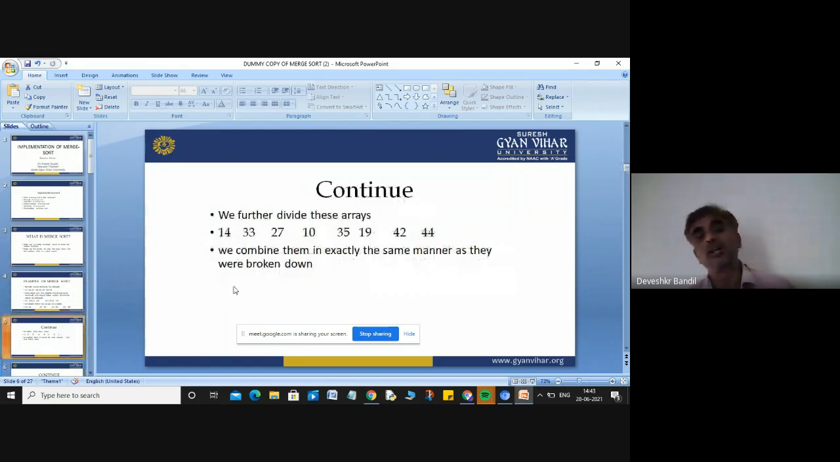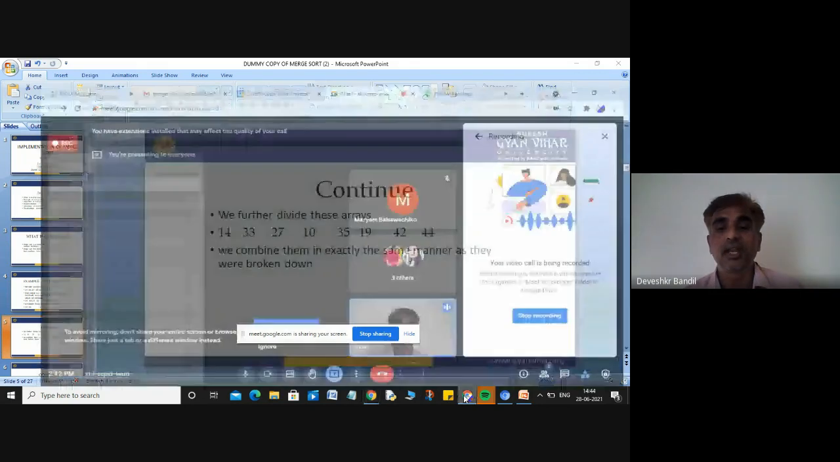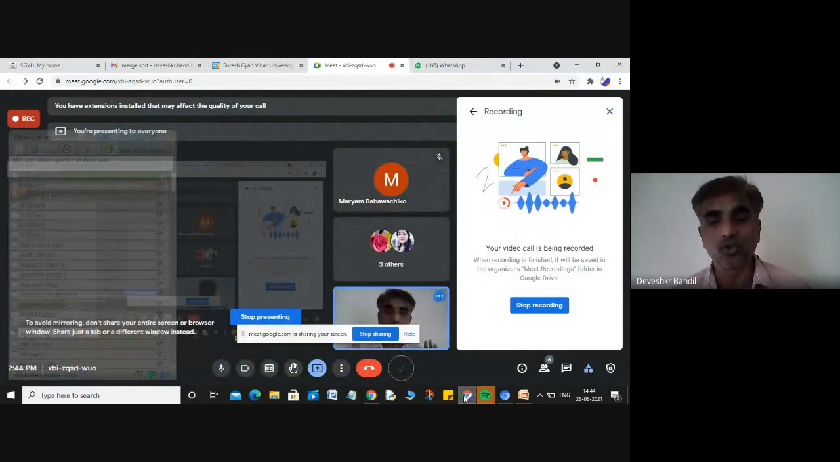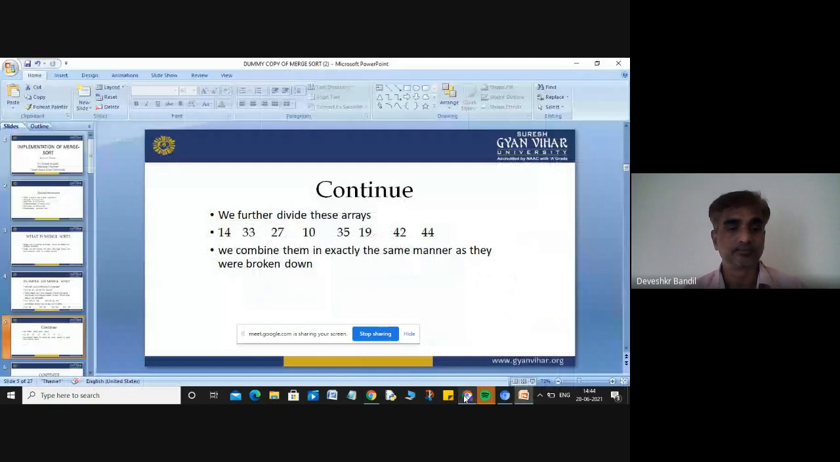first of all, you will compare 14 and 33. 14 and 33 are already in sorting fashion, so at that time swapping is not required.